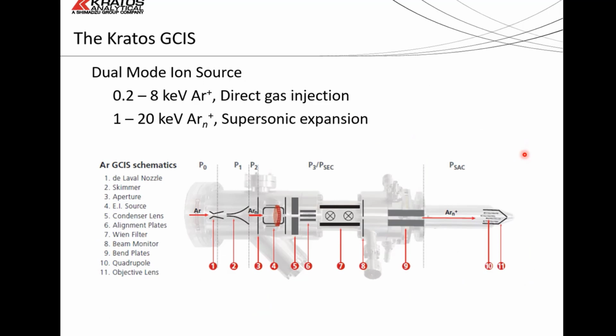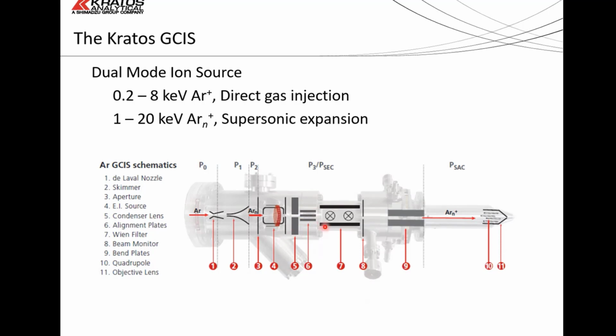So our particular embodiment of the gas cluster ion source is what you see here, the Kratos GCIS. It's just a quick schematic. Here we have our cluster generator at the back, so nozzle, skimmer, aperture, and then here we have our EI source. And we have the same principle of optics here.